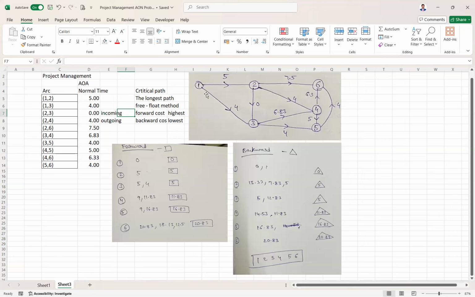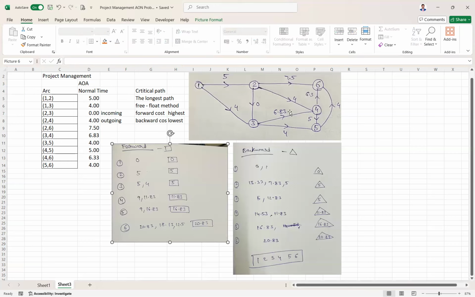Two arcs are there, 1, 3 and 1, 2, 3. So 1, 3, the cost is 4. We have written 4. If you are coming through 1, 2, 3, the cost is 5 plus 0, so 5. 5 and 4. For forward, we take the highest cost. If you're having more than one cost, you take the highest cost. So 5 becomes the forward cost.